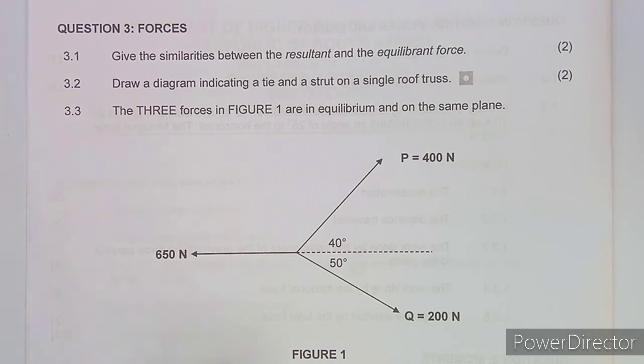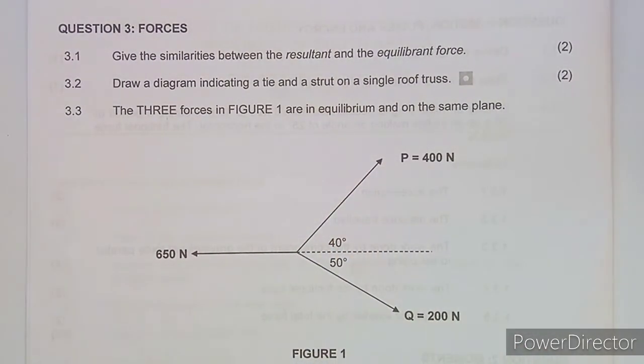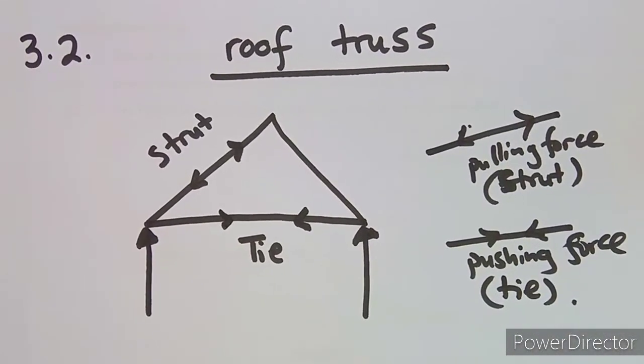Then draw a diagram indicating a tie and a strut. Take note, we need to indicate a tie and a strut on a single roof truss. Okay, on a single roof truss. So that's a roof truss for you guys. Let me explain this with the diagram here.